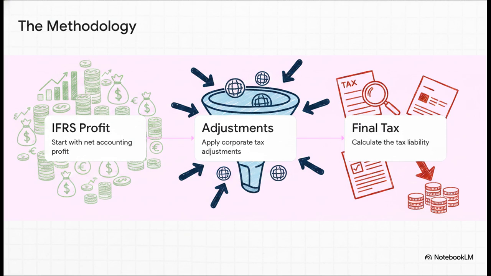Think of this whole process like a giant filter. You start at the top with that raw IFRS profit. Then you filter it through a series of 5 major tax adjustments. Finally, out the bottom comes your final tax liability. You are literally just filtering that initial profit number down to its pure taxable core.